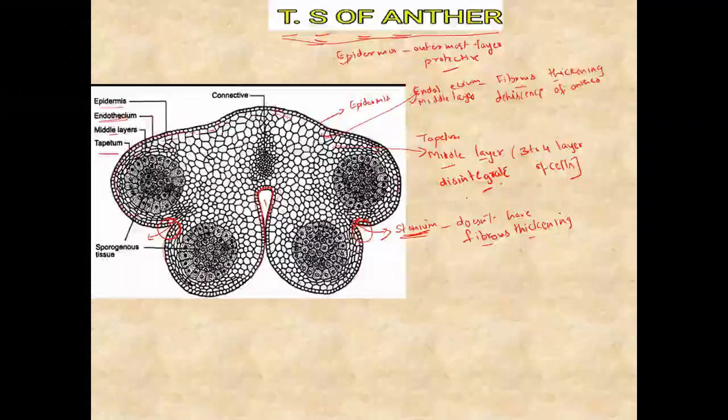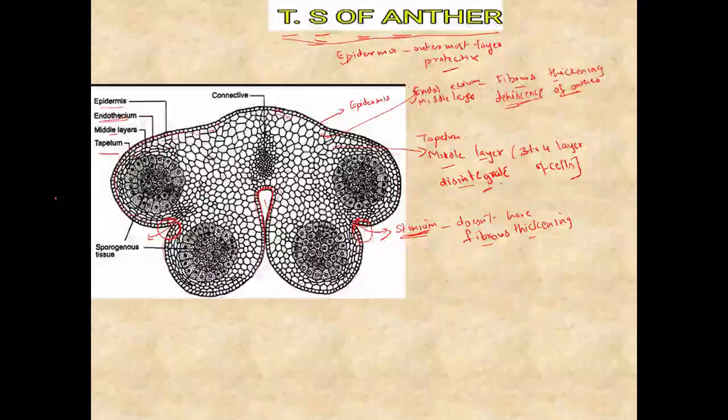So why do they undergo disintegration? This disintegration of the cells helps in the dehiscence of the anther. It makes way for the mechanism of dehiscence. Once the anther undergoes dehiscence, it helps in releasing the matured pollen grains. They are simple cells. The disintegration of these cells helps in dehiscence of the anther, thereby releasing the matured pollen grains.